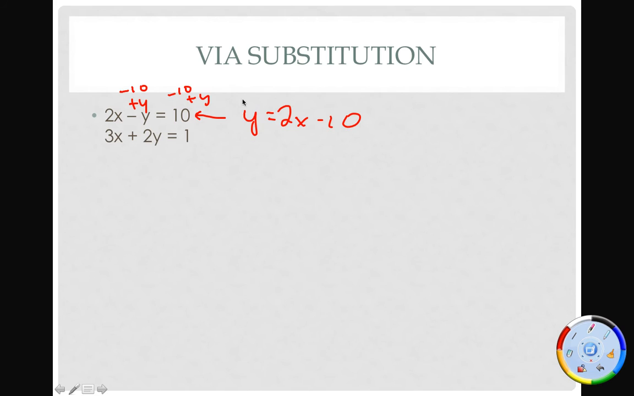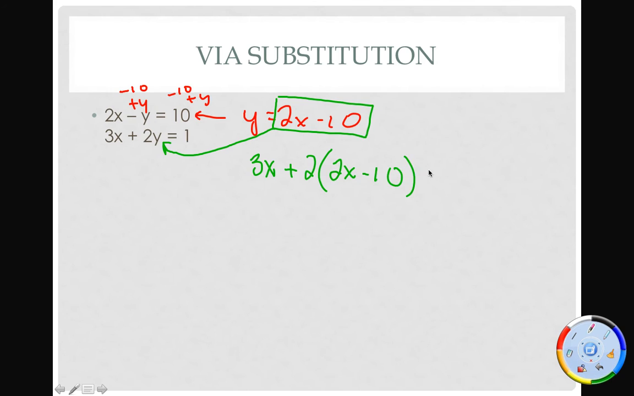Now that I have y equal to something, I can take this something and substitute it in for wherever I see a y in the second equation. So I get 3x plus 2 times whatever y was up here. So y up here is 2x minus 10, and this is equal to 1. And this becomes pretty simple now. We can say it's 3x plus 4x minus 20 equals 1. We can say 7x is equal to 21 when I add 20 to the other side.